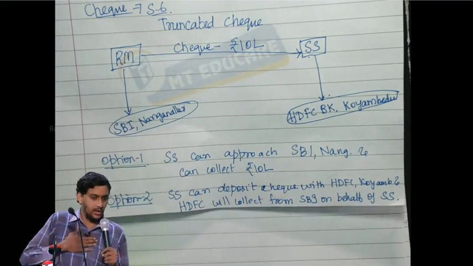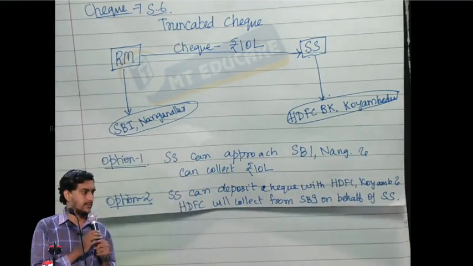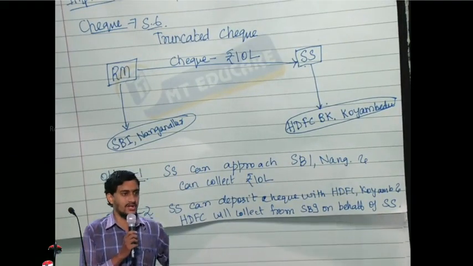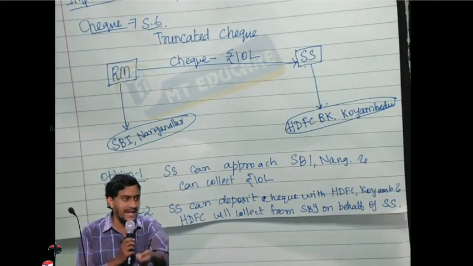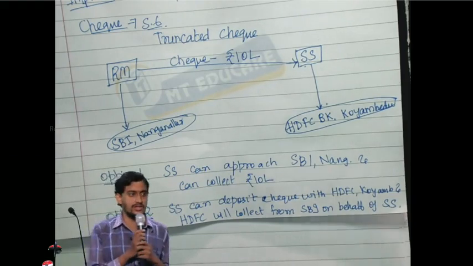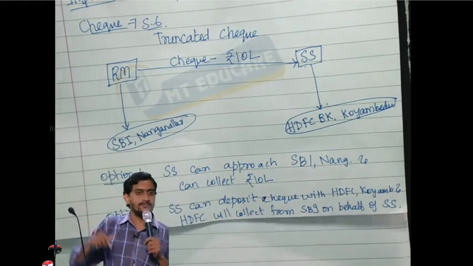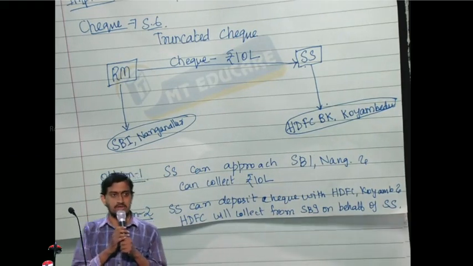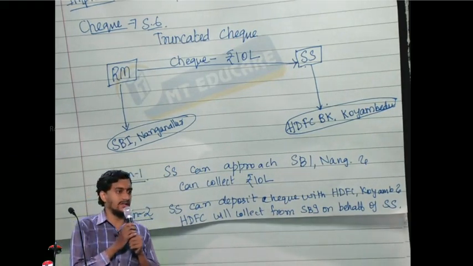Now what I am saying: the moment I cross the check, it is a direction given by me, the drawer, to my banker. What direction am I giving to my banker? Don't pay the amount across the counter. Don't give it in cash to him. How should he approach you? He should not approach you directly. He should approach you only through another banker.